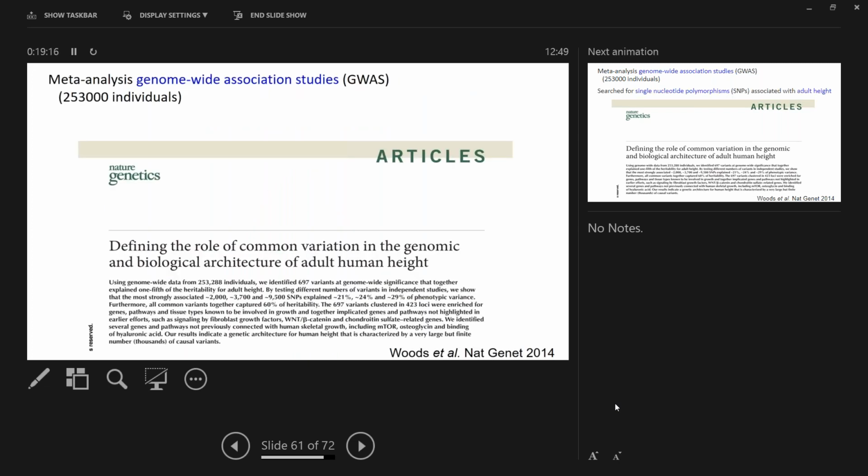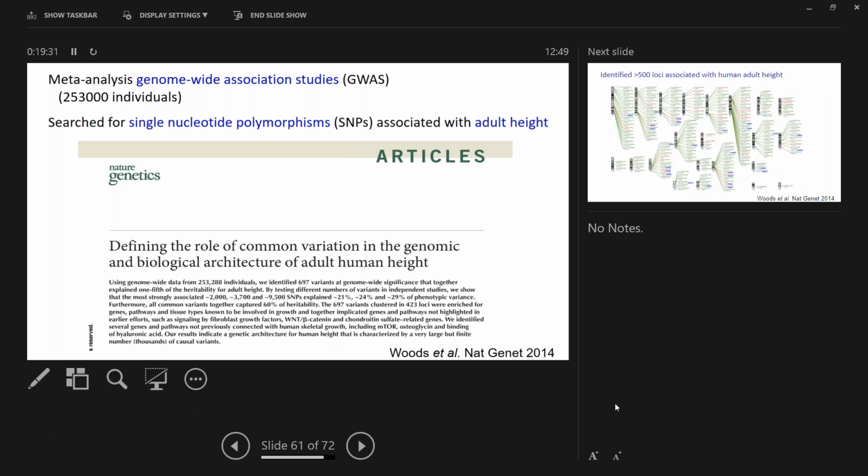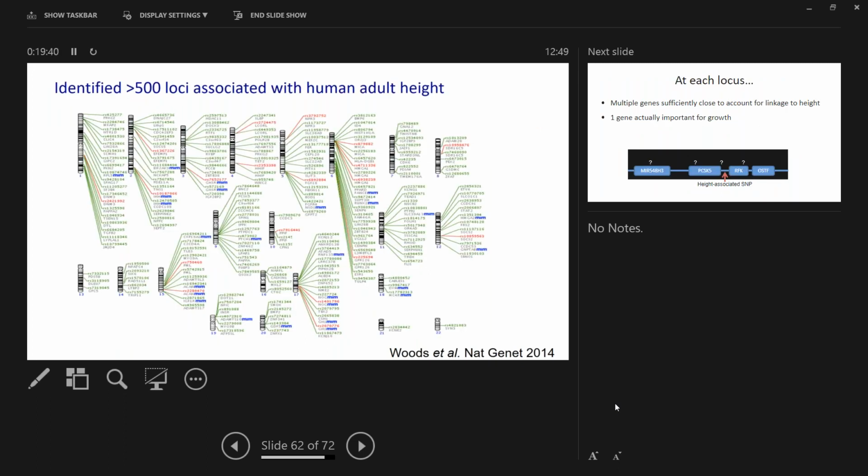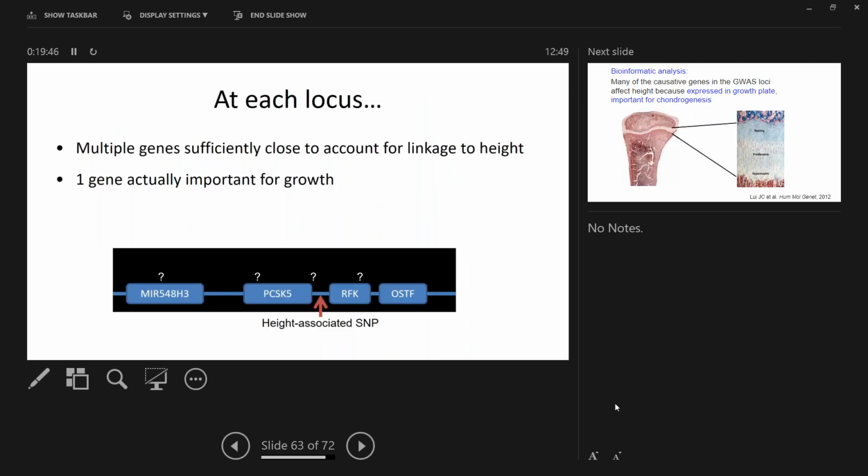So a large consortium of investigators have done GWAS studies on more than 250,000 individuals and identified more than 500 loci that are linked to variation of adult height in the population. So they were very successful, but what does this tell us? Well, at each locus, there are multiple genes that are sufficiently close to account for the linkage to height, but probably at each locus, only one is really important for growth.